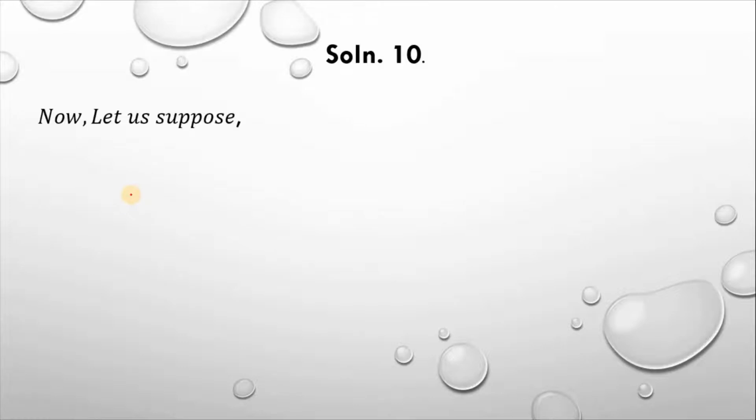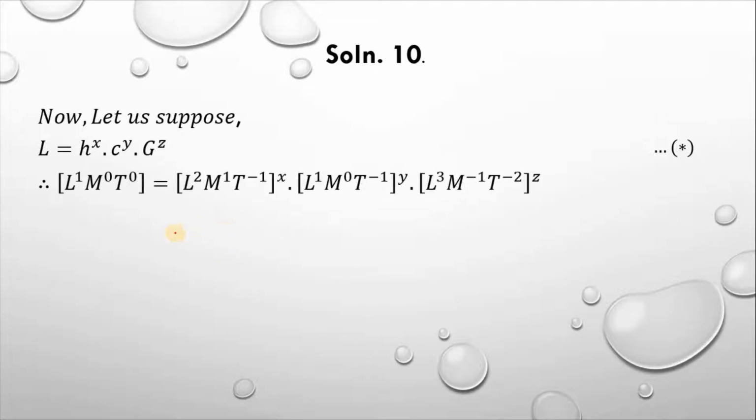Now let us suppose L is equal to h raised to x, c raised to y and g raised to z. Because we have to write them in terms of L, that is, in terms of meter, the dimensions in terms of meter. So going ahead and substituting the dimensions of the given values, that is h, c and g and L, will give you this. I am taking this as star. Equation number star, always remember.